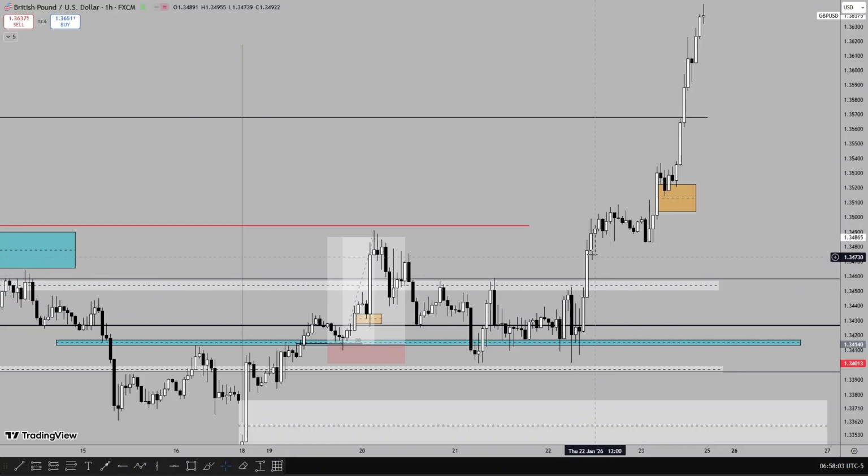a good area for me to take a 1 hour setup. But clearly you can see the price did not actually retrace. It did a little bit of a retracement before actually trading higher to run the overall target. So this was the trade I took advantage of on GBP USD.